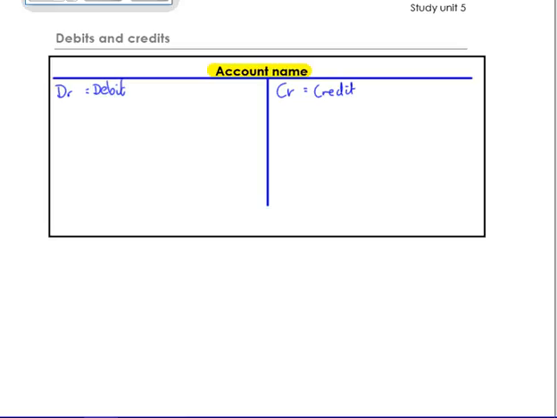Debit is a Latin word. Like you get English and Afrikaans and Zulu and Sotho and Xhosa and all of those nice things. It means the left side. And credit means right in Latin.